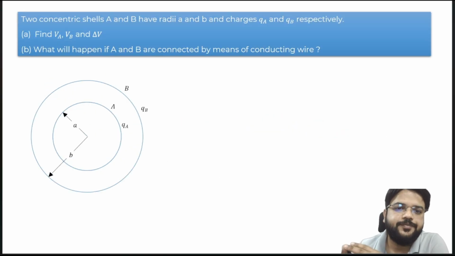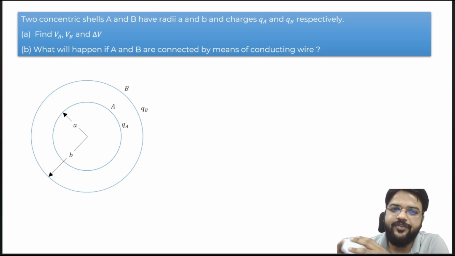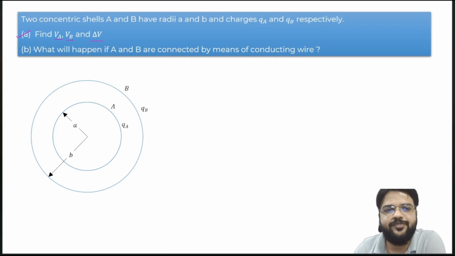Let's see the next question. Two concentric cells A and B have radii A and B and charges QA and QB respectively. Find VA, VB and del V. In part A we want the potential at surface A, the potential at surface B, and the potential difference. In part B, what will happen if A and B are connected by means of a conducting wire? This thing we want, everyone.